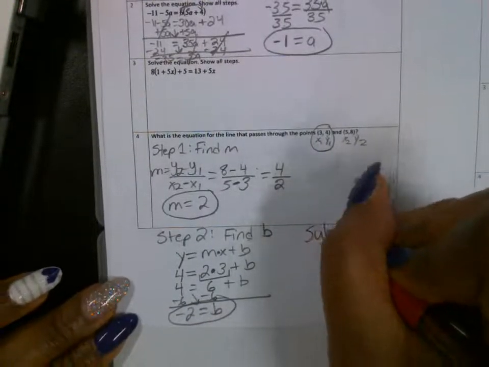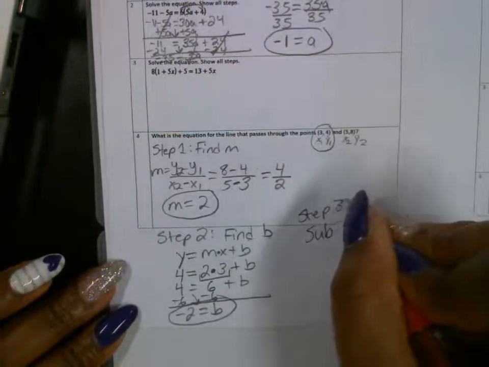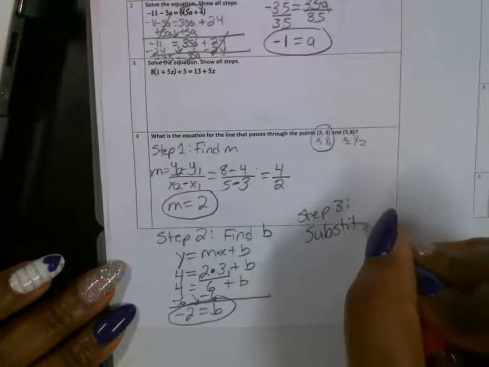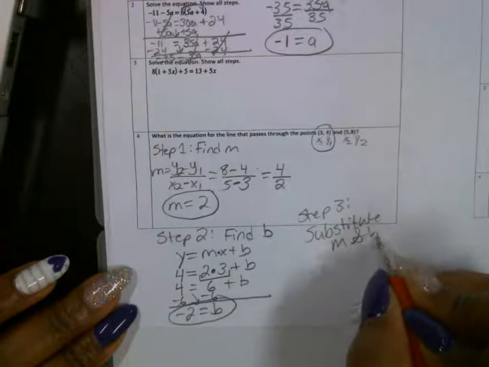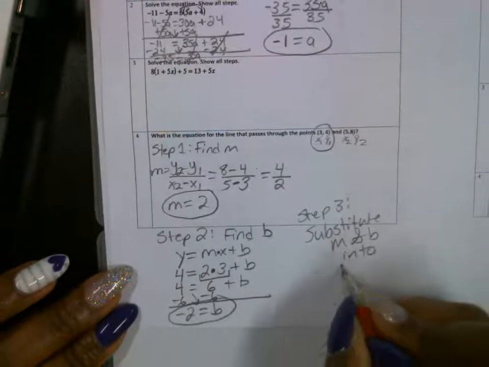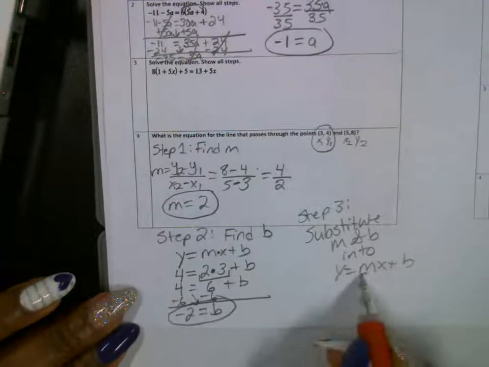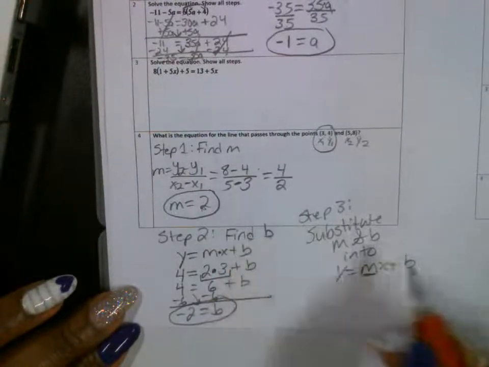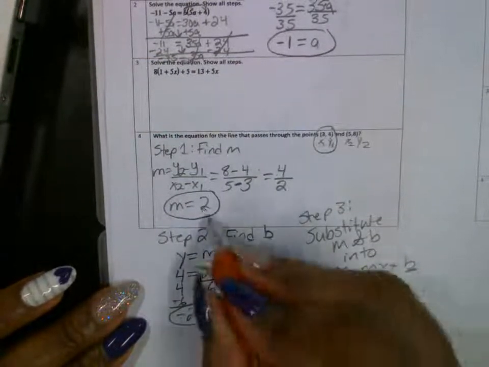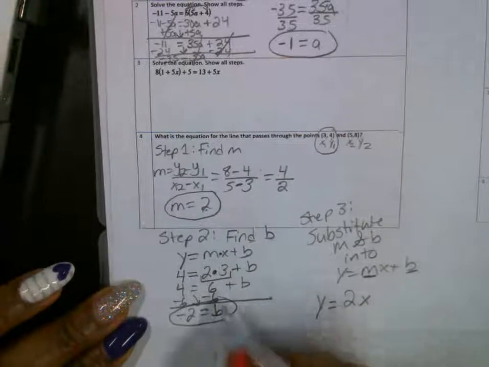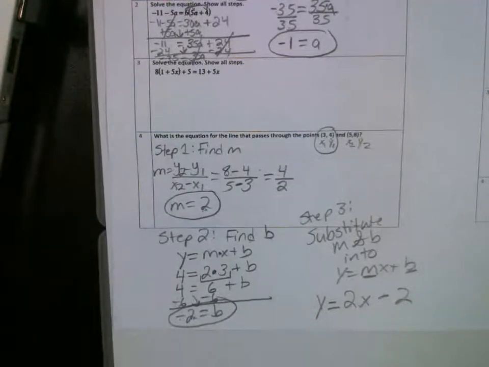Your final step is to substitute m and b into the slope-intercept form, y equals mx plus b. So using that again, your m is 2, your b is -2. So that's y is equal to 2x minus 2. Okay? Very good.